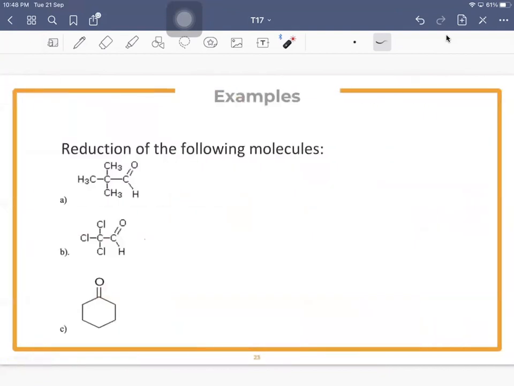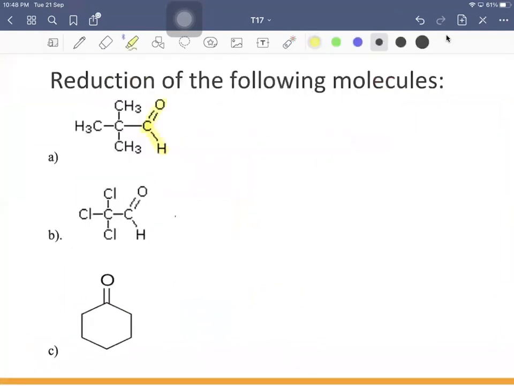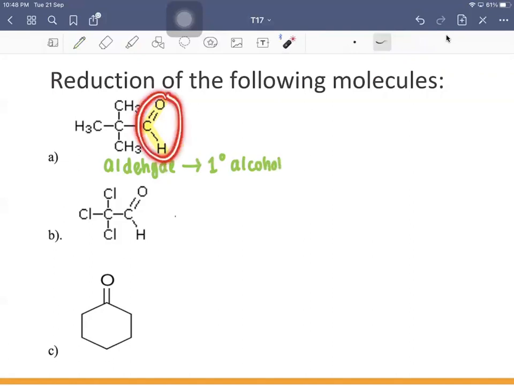Okay, let's have a look at the example of reduction. First thing to do is to identify your functional group. You've got a C double bond O attached to a hydrogen, so that must be an aldehyde. And we know that aldehyde will be reduced to primary alcohol. So you just have to worry about the highlighted part of the molecule and change them into a primary alcohol. The rest of the molecule stays unchanged.